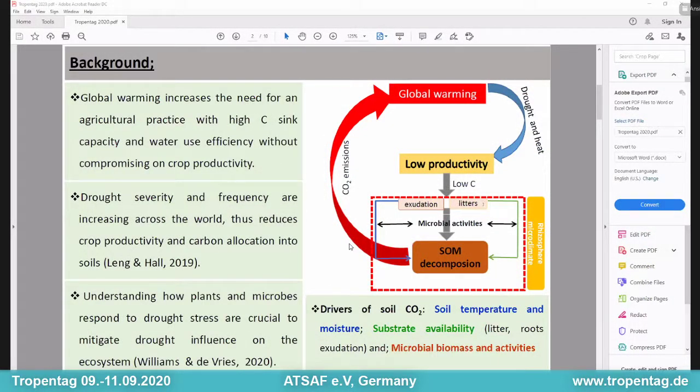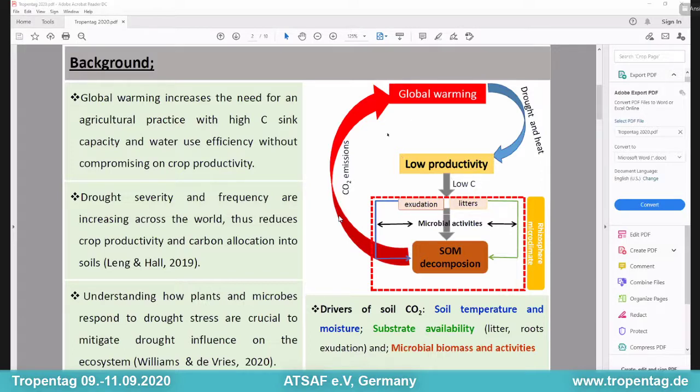The carbon allocation to the soil usually takes one of two pathways, like the litter inputs from the leaf or root, or the root exudation. And then down here, we have the microbial activities, which start degrading the litter using the exudation as the substrate. All this process increases the soil organic matter decomposition, resulting in high CO2 emission, which goes back to global warming. So there is a need to look for crop genotypes or land managements that can tolerate the drought effects.